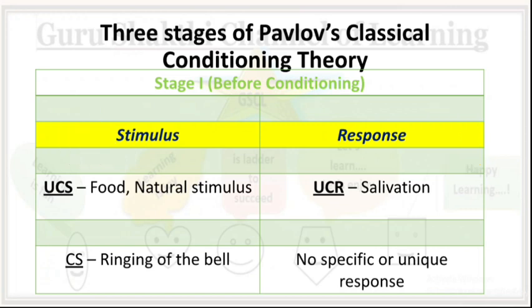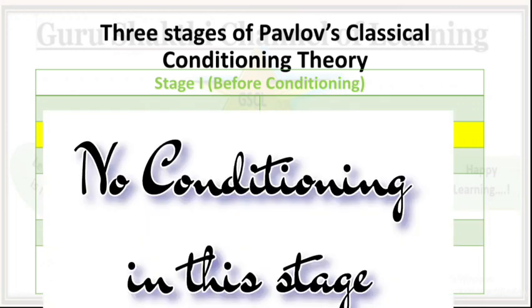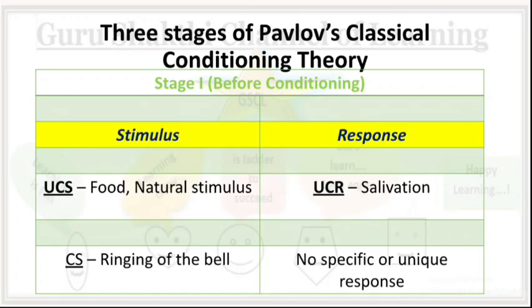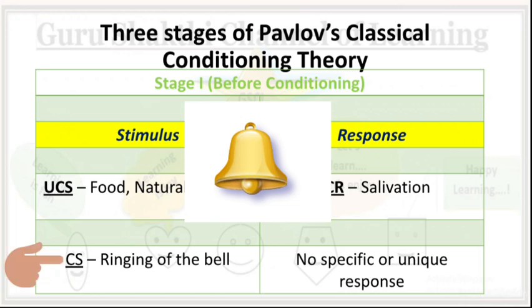The first stage in this experiment is the state before conditioning, in which the dog was given food, a natural stimulus. It is termed the unconditioned stimulus in this experiment, which makes the dog salivate as a response, which is obviously a natural process. There is no conditioning in this stage. Whatever happens naturally is happening. Now, in this stage, the ringing of the bell, a conditioning stimulus, is introduced. But for the bell sound, as of now in this stage, there won't be any kind of response from the dog.